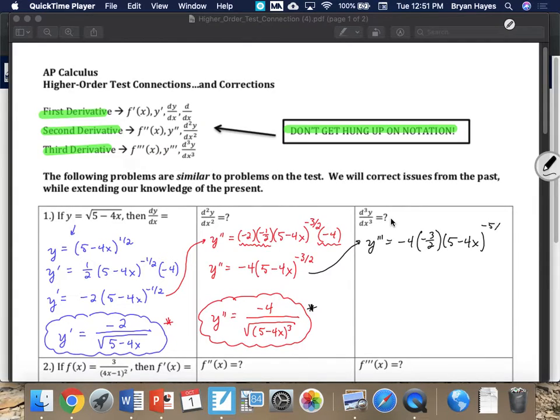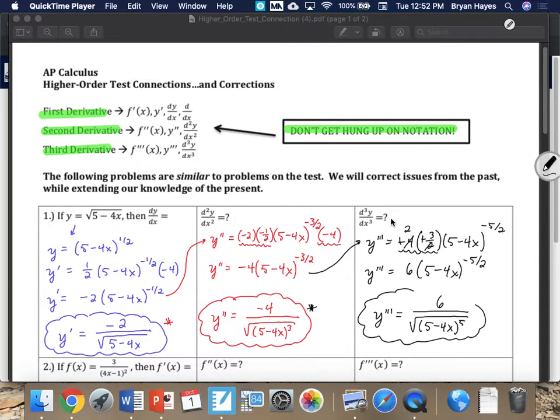Let's see, it's going to give us a negative 5/2. And let's do some cleanup here. Y triple prime is, all right, so negative 4 times negative 3/2. Well, negative times negative is a positive. 4 divided by 2 is 2, and 2 times 3 is going to yield 6 times 5 minus 4x to the negative 5/2. Our final answer, our third derivative, is 6 over the square root of 5 take away 4x all to the 5th power.